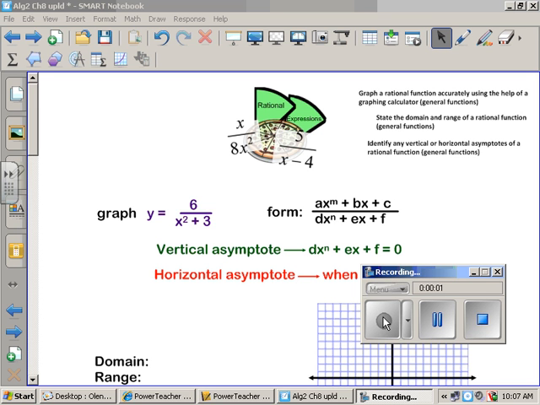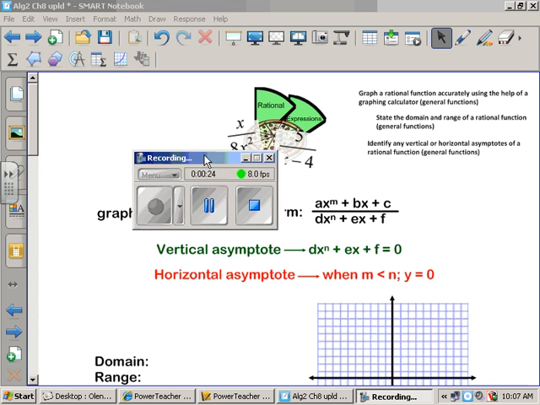Yesterday we graphed expressions that had a constant at the top and an expression at the bottom, or two expressions in the numerator and denominator, but no power higher than 1, right? It was always like x plus 2 over x minus 3 or something like that.